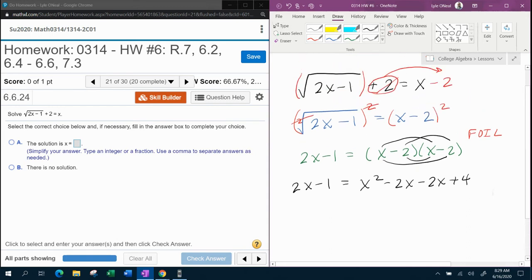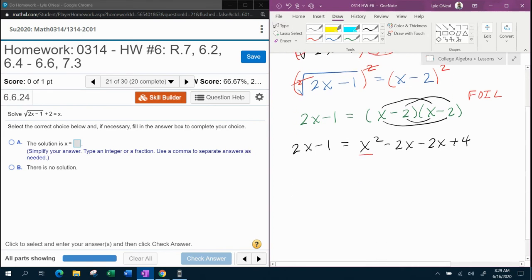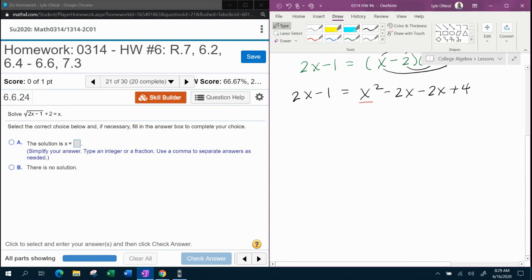Okay, so now I need you to notice that our equation has gone from being a radical equation to being a quadratic equation. Since we had the x squared show up, that makes it quadratic. And now, since it's quadratic, I need to set it equal to 0. So we're going to bring the 2x over and the minus 1 over so that we can set it equal to 0.